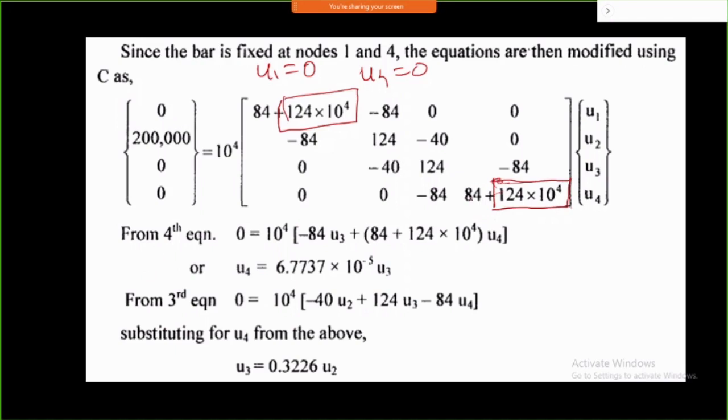So now you know this value, U4 you know it, then this value is again 0 here. So you go on substituting this, constructing one equation for this. So here 0 into U1 plus 0 into U2 plus minus 84 into 10 raised to 4 into U3 plus (84 plus 124) into 10 raised to 4. So that is what we are going to do. This then U4 will come and then equal to 0. So this is what is constructed here.